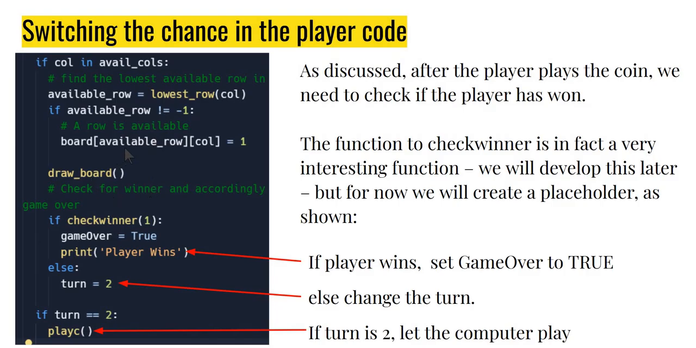So after having played, I ask myself, have I won this game? Notice I am using a function which I'm yet to define. I just call it check winner. I am passing an argument of one, because remember, one means a player. So in case the player has won, I set game over to true and I print player wins. Else, I set my turn to two. And if turn has been set to two, I give the chance to the computer.